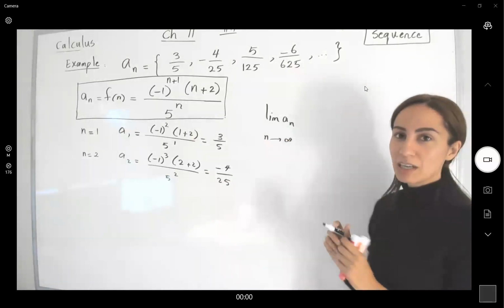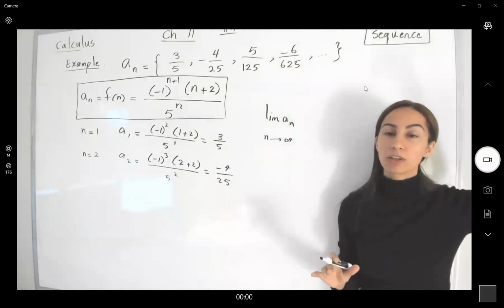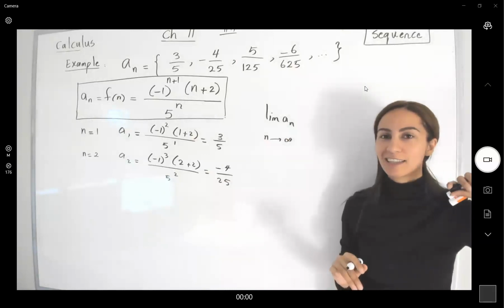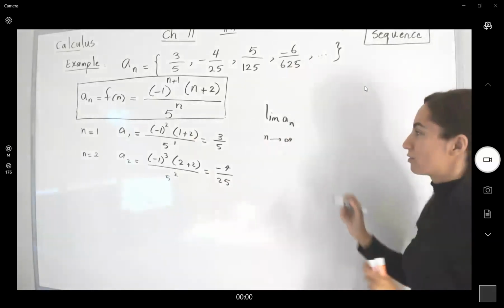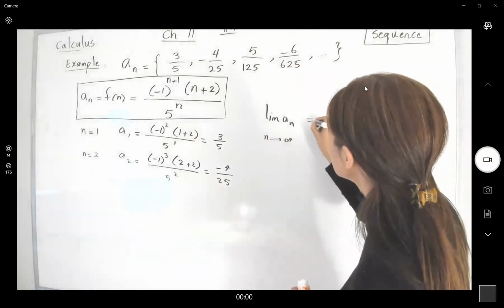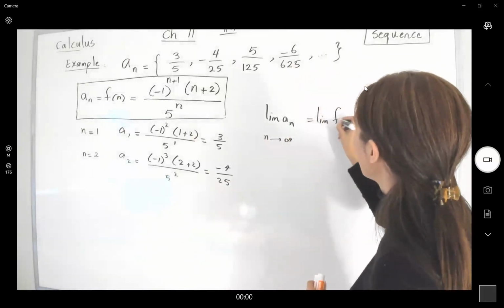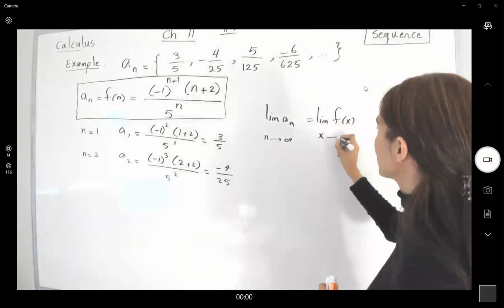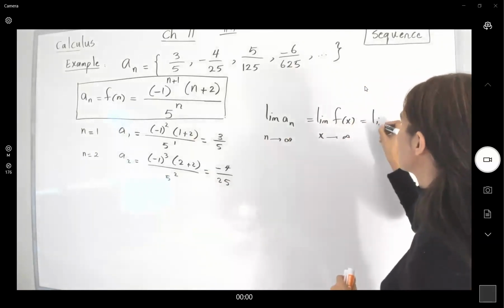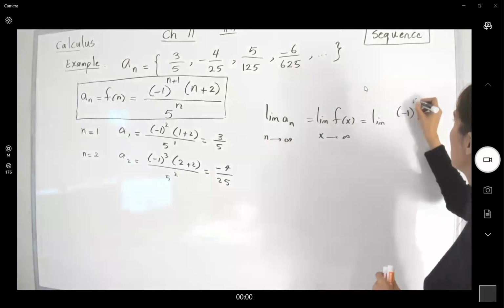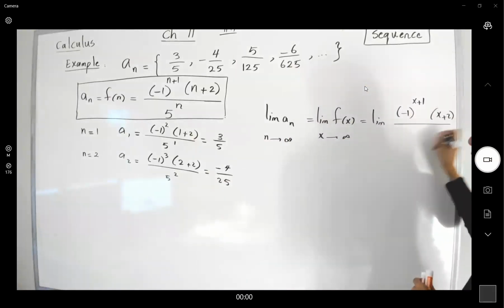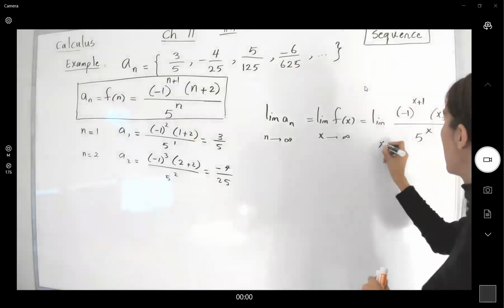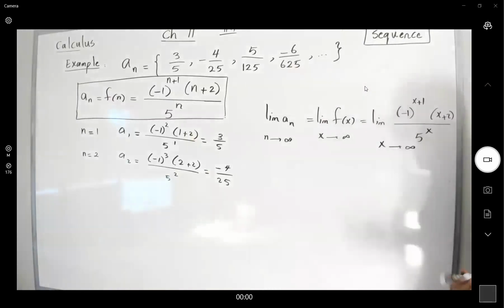What is this limit? It means that we need to remember what we learned in elementary calculus, review the limit techniques to be able to find the limit of this sequence. It's the same as the limit of function f of x as x approaches infinity, which is the limit of negative 1 to x plus 1, x plus 2, divided by 5 to the x as x approaches infinity.